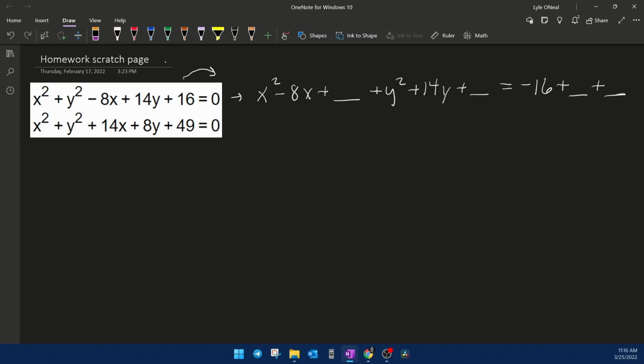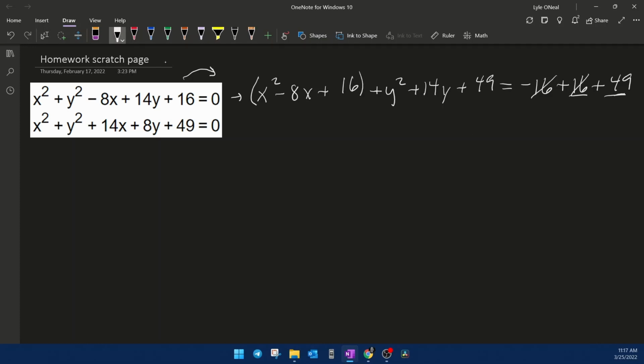And now we get to complete the square. Negative 8 divided by 2, that is negative 4. Negative 4 squared is 16. Again, whatever I add to one side, I have to add to the other. Oh, and if you notice that those are going to cancel, we can go ahead and slash those if you want. Next, 14 divided by 2 is 7. 7 squared is 49, added to both sides.